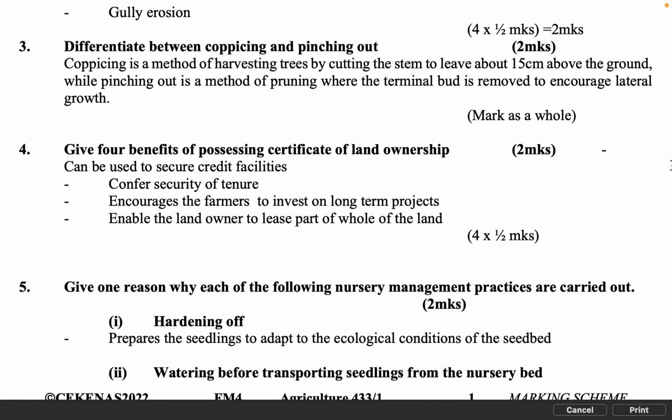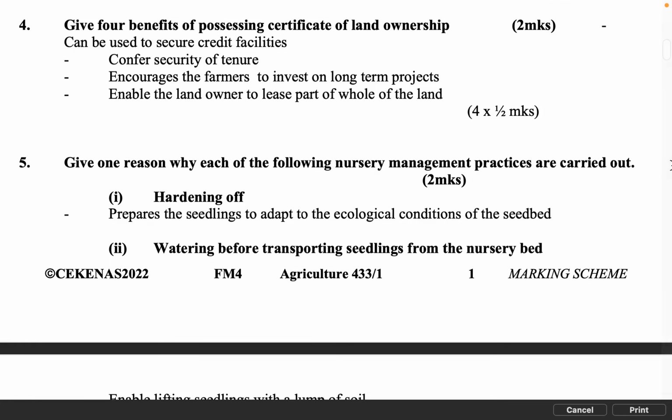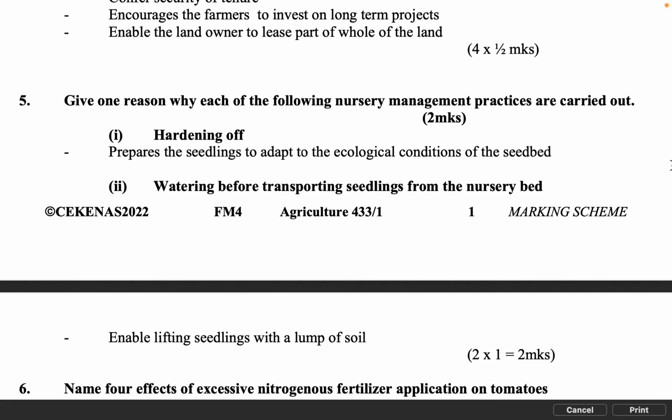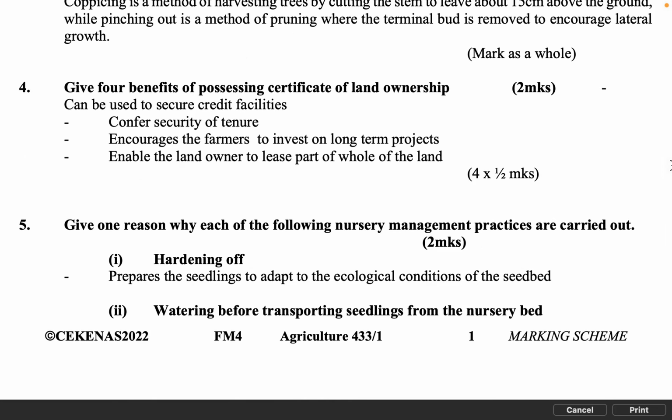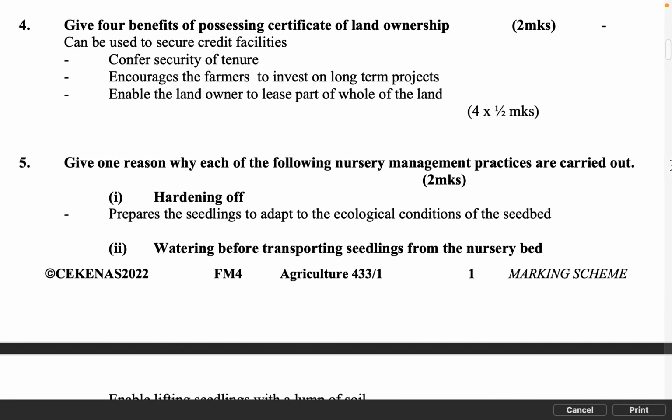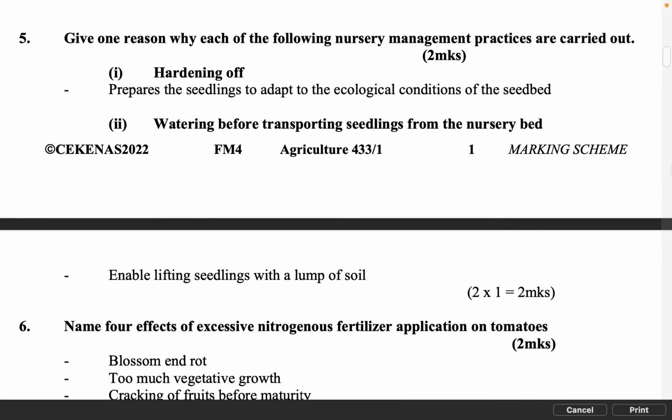4. Give 4 benefits of possessing certificate of land ownership. 2 MKS. Can be used to secure credit facilities. Confer security of tenure. Encourages the farmers to invest on long-term projects. Enable the landowner to lease part or whole of the land. 4 by 1/2 MKS.